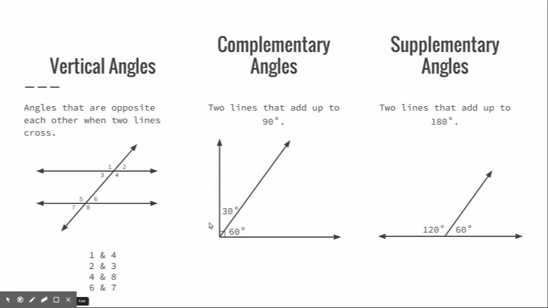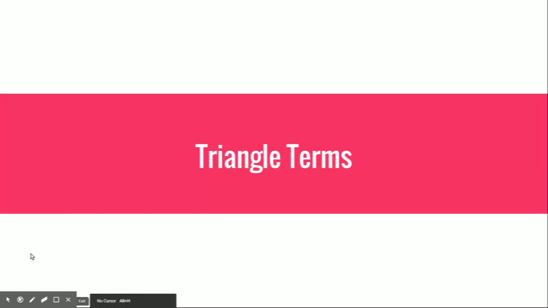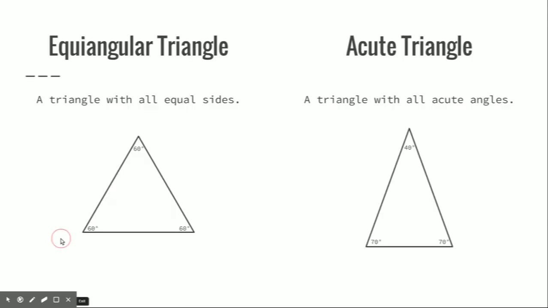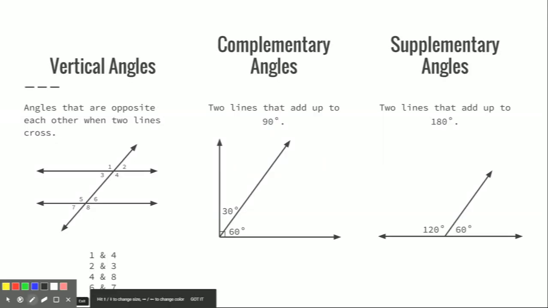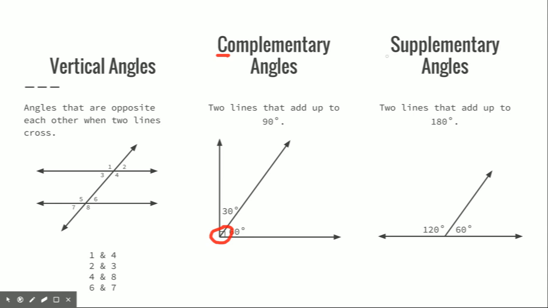One way that I remember this is because sometimes complementary and supplementary get confusing. I remember the C, complementary starts with the C, and there is a corner when you are talking about complementary angles. And with supplementary, it starts with an S, and we've got a straight line. So that's how I always remember it, because sometimes those can get confusing.